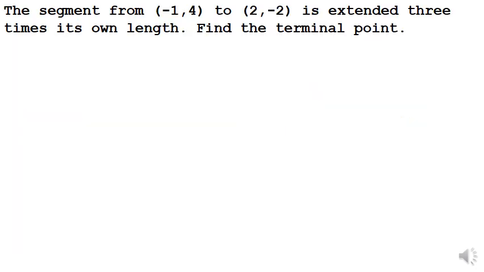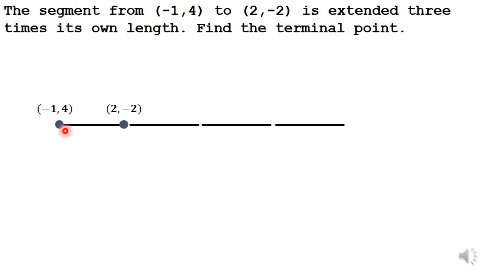Okay, let us illustrate that principle here. The segment from (-4, -2) is extended 3 times its own length. Find the terminal point. Here is our original segment. It is extended 3 times. First extension, second, and third extension. And we have the terminal point. So let's call it big X, big Y.